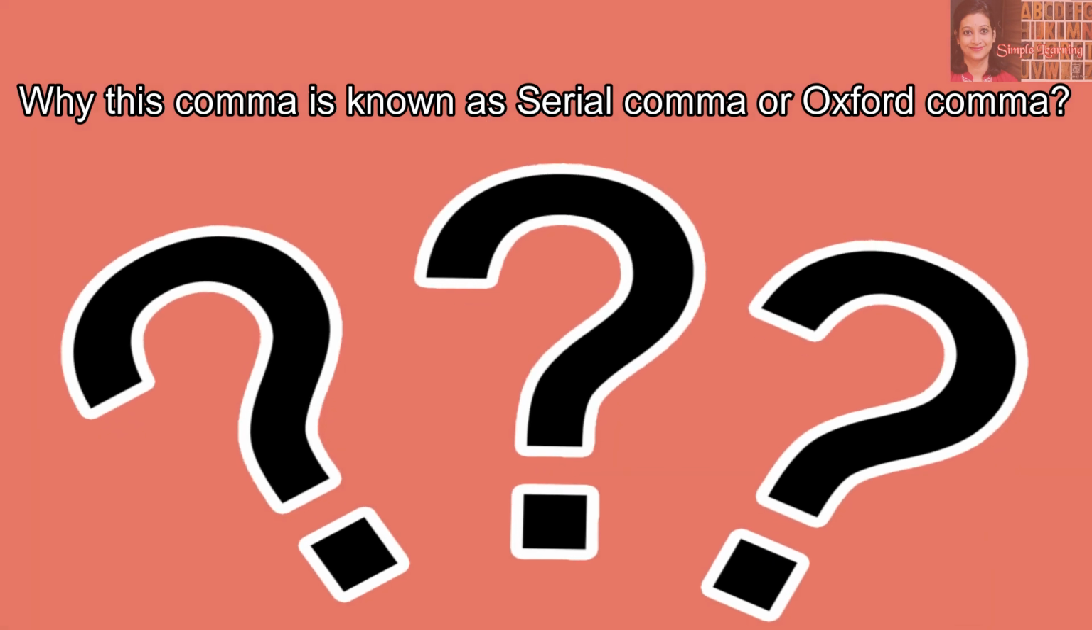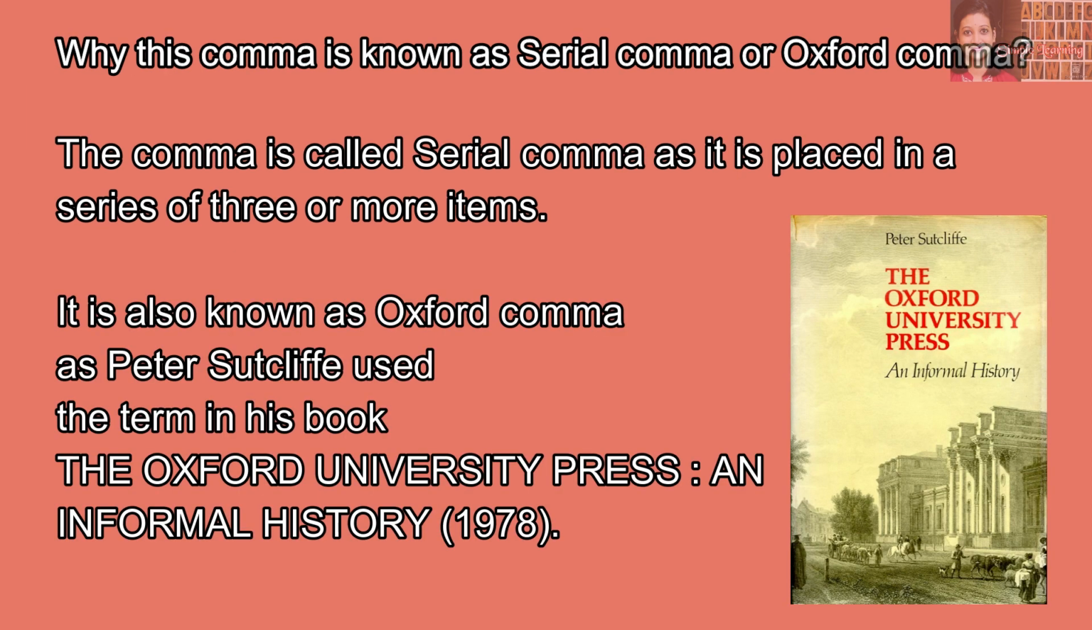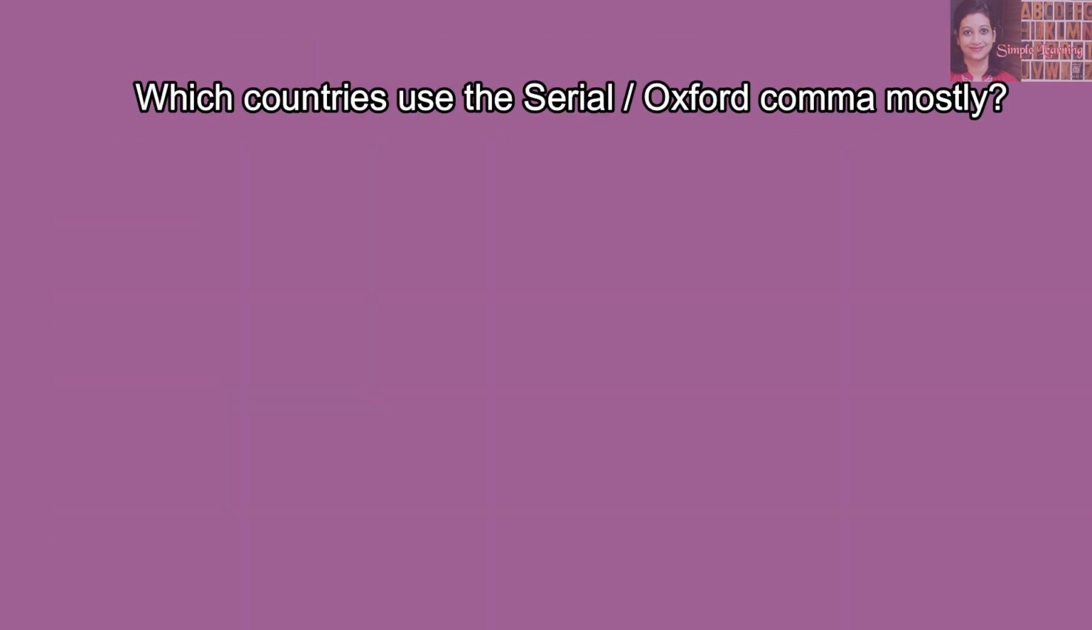Number 2. Why is this comma known as the serial comma or Oxford comma? The comma is called the serial comma as it is placed in a series of 3 or more items. And it is also known as the Oxford comma as Peter Sutcliffe used the term in his book The Oxford University Press, an Informal History, that was published in 1978. Besides, Oxford University Press promoted it at a time when newspapers routinely omitted it to save line space.